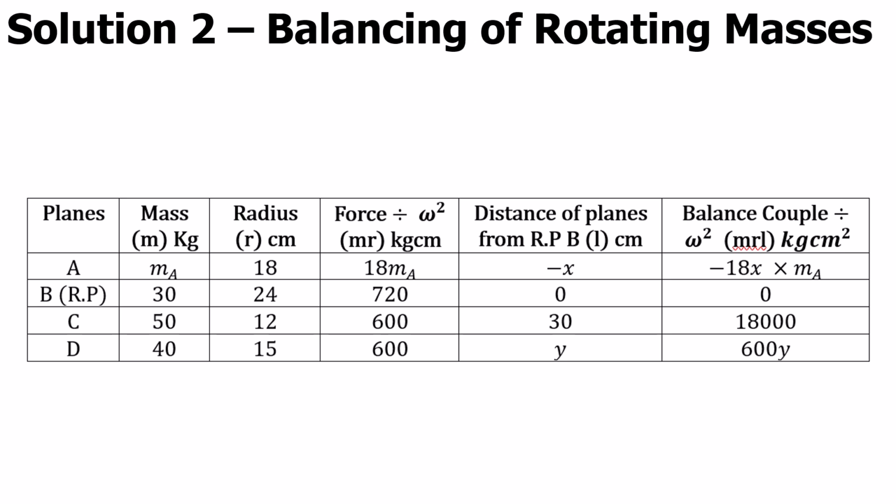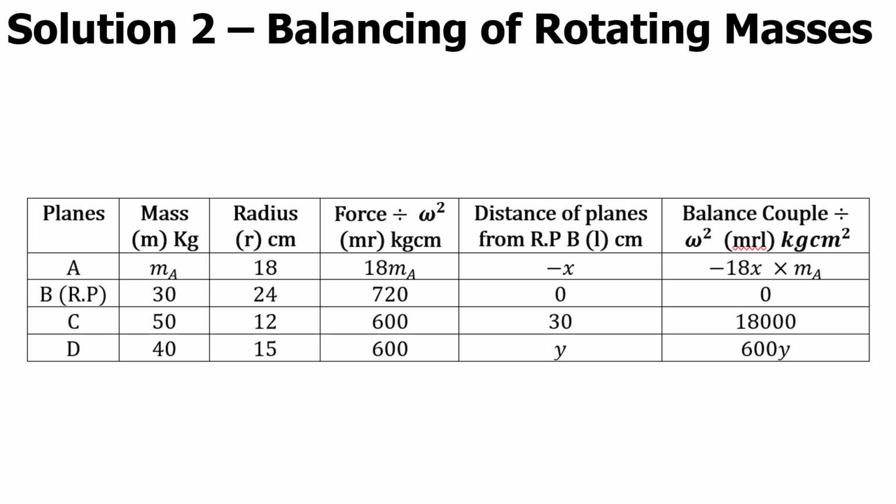In column 5, we have the distance from the reference plane. So dynamic balance requires moment calculations. Distances are measured from plane B, which is our reference plane. So plane A is at minus x, left of B. Plane C is 30 centimeters to the left, I beg your pardon, to the right of B. Plane D is plus y, unknown, right of B.